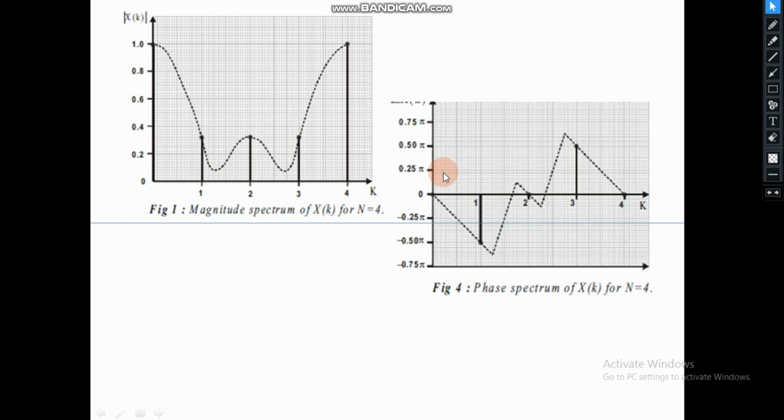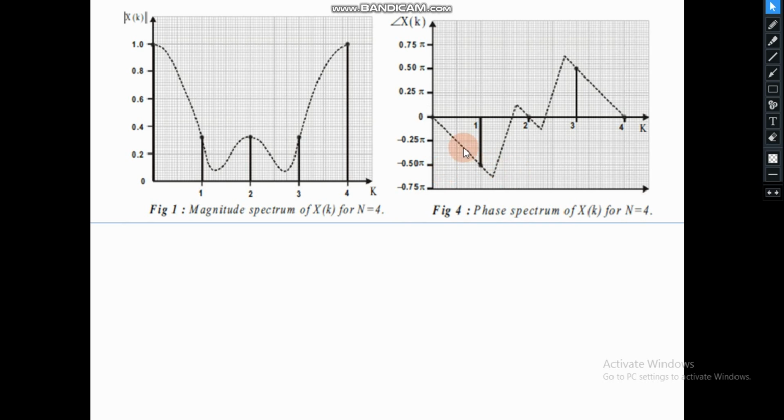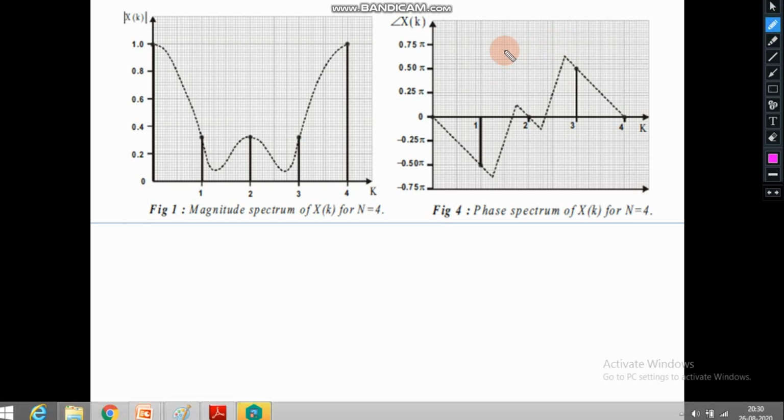Then for the phase spectrum also, we have considered 4 samples here. That is 1, 2, 3 and 4. Again it will be repeating. Thus the period under consideration is 2 pi, and within this period we have considered 4 samples. Thus the sampling interval is given by 2 pi by N, and for obtaining the kth sample we are multiplying it by k.